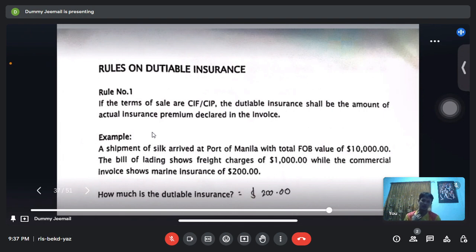So if the terms of sale are CIF or CIP, the dutiable insurance shall be the amount of actual insurance premium declared in the invoice. Since very easy ra, I am going to get the example from the book. A shipment of silk arrived at Port of Manila with total FOB value of $10,000. The bill of lading shows freight charges of $1,000, while the commercial invoice shows marine insurance of $200. Indicated na, $200. So mo na siya automatically.